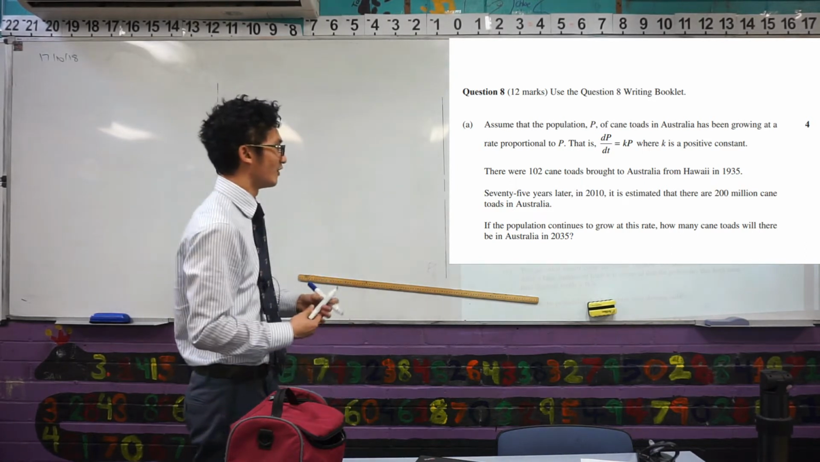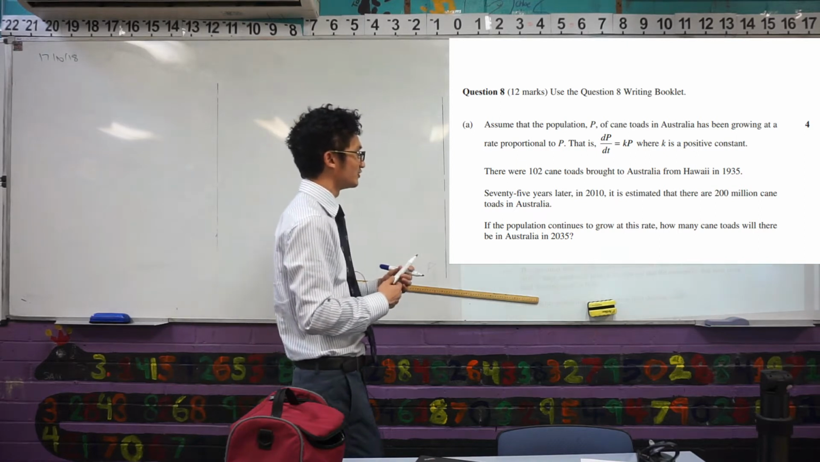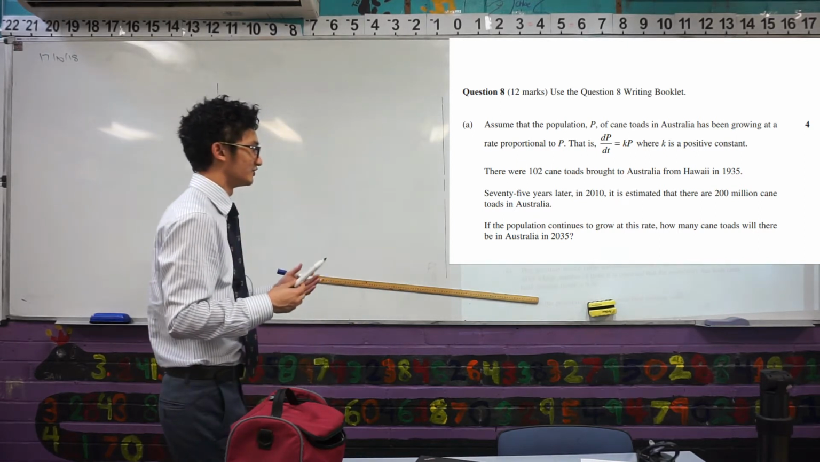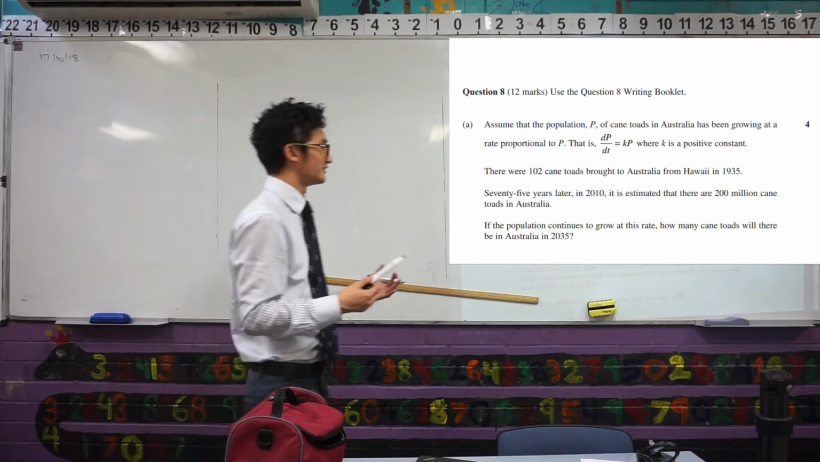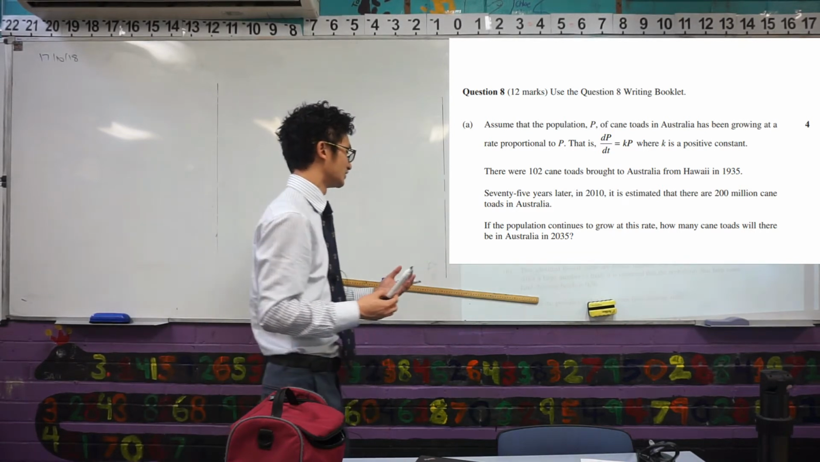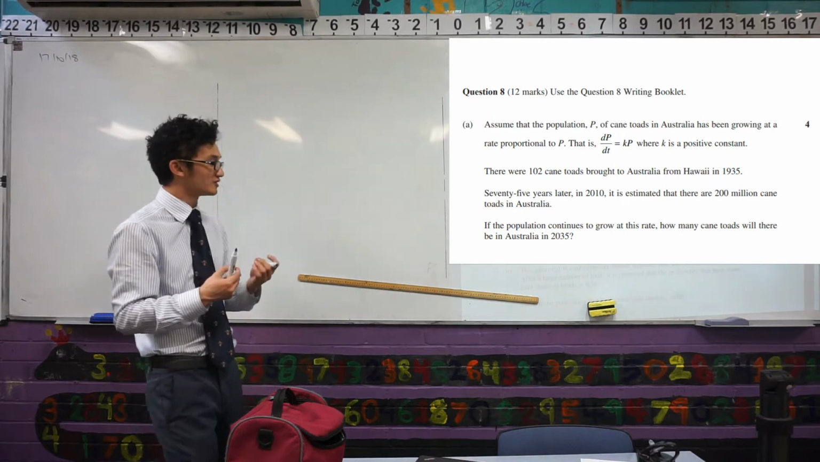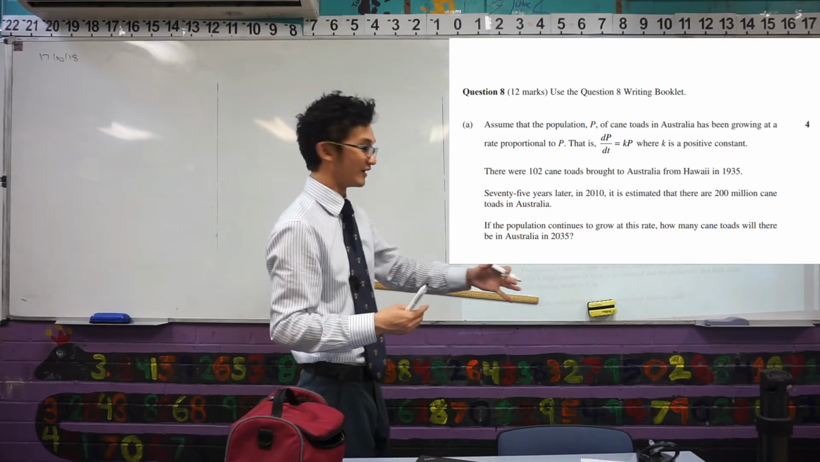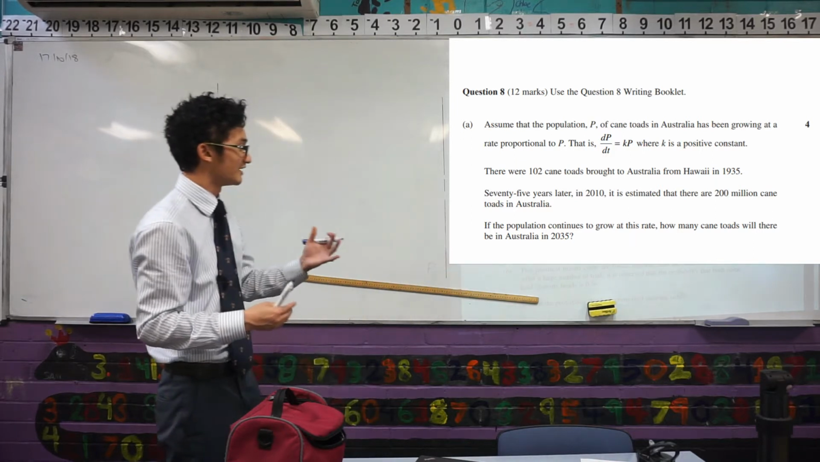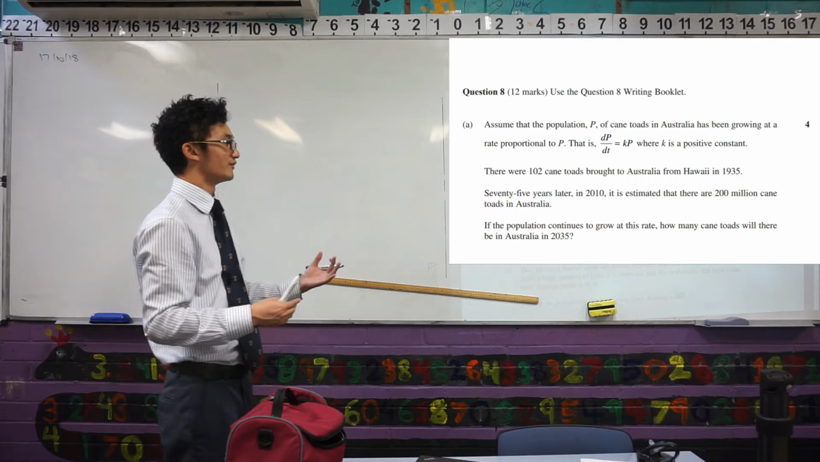What information do I have? Well, I know that there are 102 cane toads brought into Australia from Hawaii in 1935, and then 75 years later, in 2010, it's estimated that there are 200 million cane toads in Australia. So this question is asking me, from that information, can you find, if it continues to grow at that rate, how many cane toads there'll be in 2035?